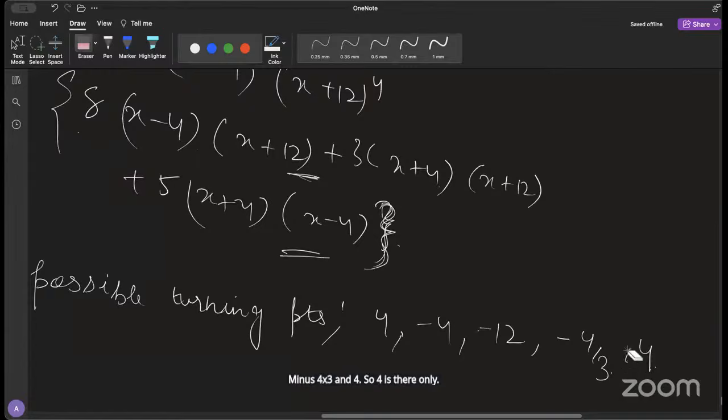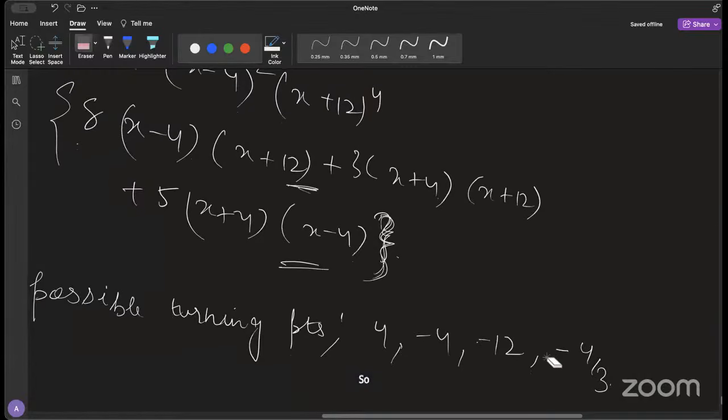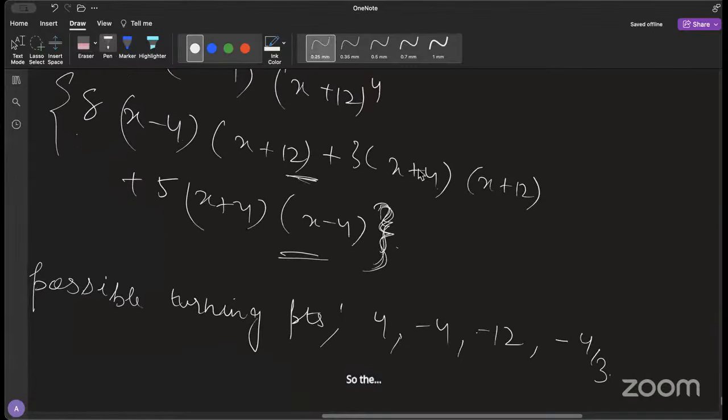You don't have to write it again. So the roots of this equation are minus 4 by 3 and 4. Is it? Roots of this one, the one that's in bracket. Yes, ma'am. X comes to be -4. Rest I'm checking it. Okay.